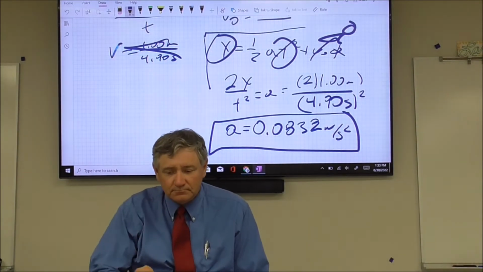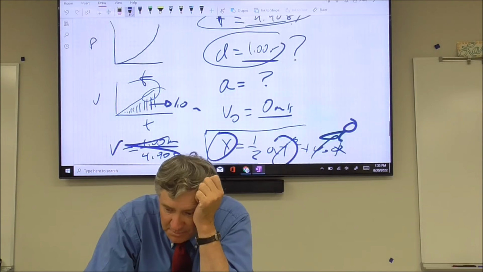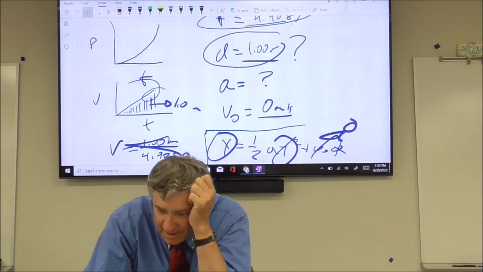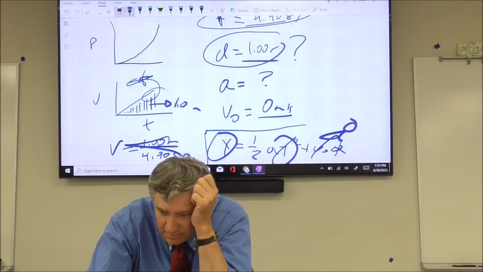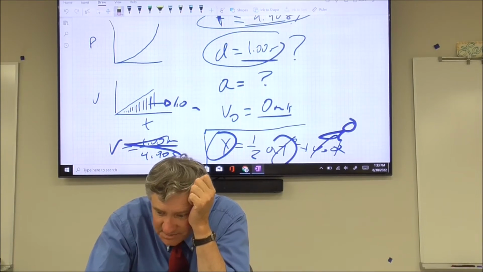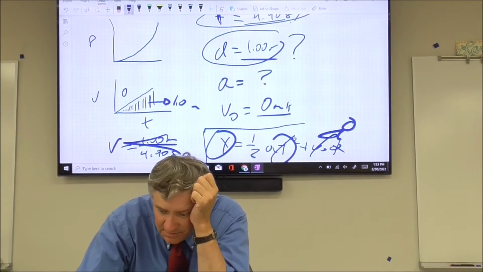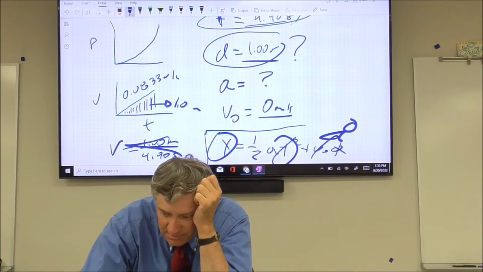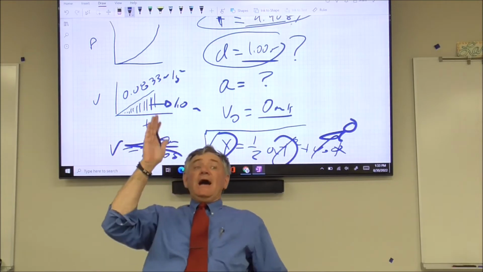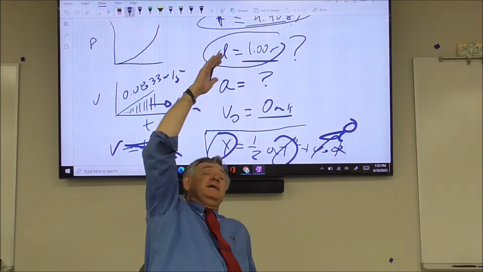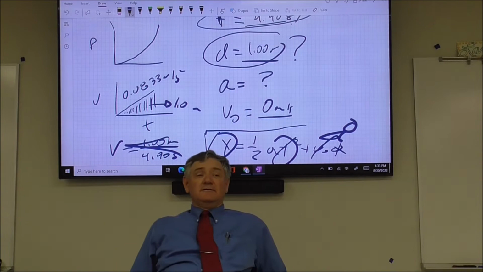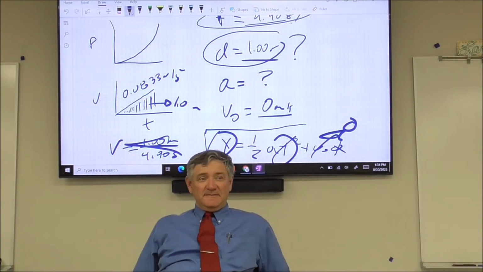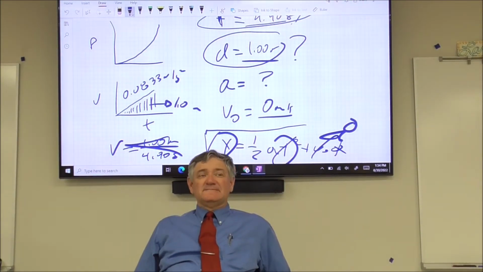Now, if I go back up to my graph, now I do know the slope. Now I do know that slope is 0.0833 meters per second squared. Now, can I find the final velocity? Yes. Why? Because you have this slope, so you can. Plug it in. Good job.